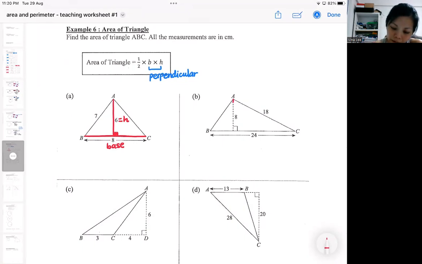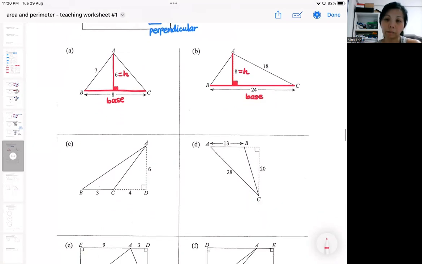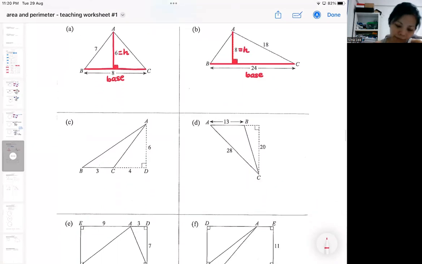Okay, the next one is this. There's a 90-degree angle here. For these two questions, most of you will be okay. It is the slanted ones that people get tricked on. So for example here, this is the base. This will be the height. They are perpendicular, but they are not connected. So this is the height, and this will be the base.